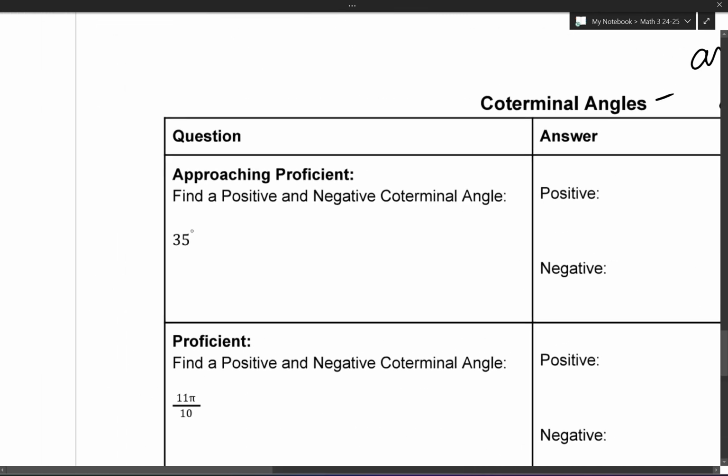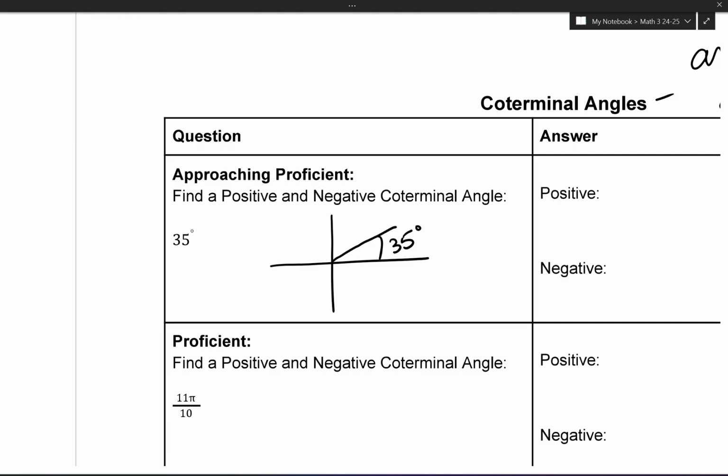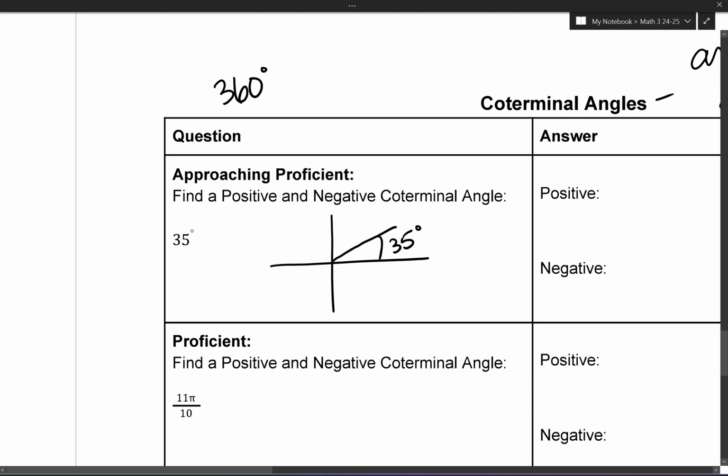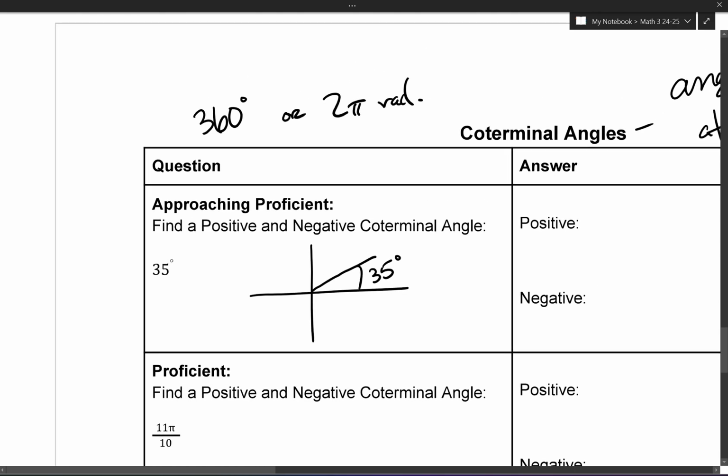It's in the first quadrant. So my angle looks something like that. That's 30 to 35 degrees, right? So I want to find a positive angle that's coterminal to this. As soon as I see the word coterminal angles, I'm thinking about 360 degrees or 2 pi radians, or both of them. As soon as I see coterminal, I think of this 3-digit number, 360, or 2 pi.